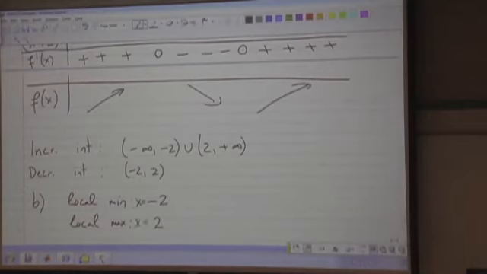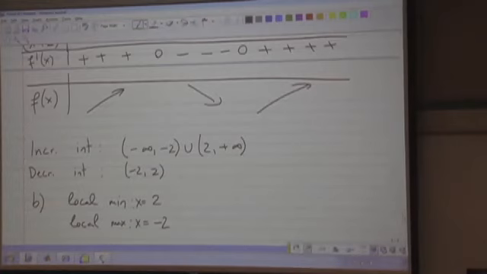Is that making sense? Oh, wait, that's backwards. I said what's local max, what's local min, but I actually had them written the other way around, so when I wrote them I just... Is this making sense?